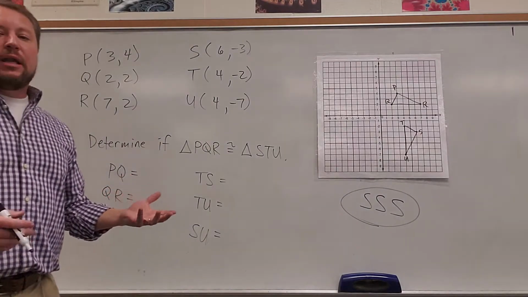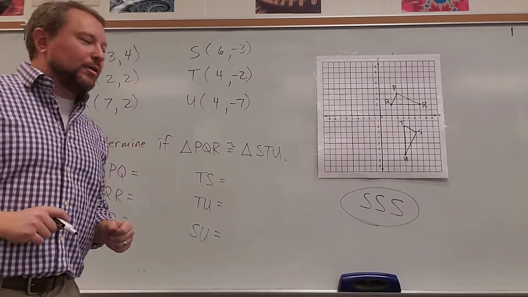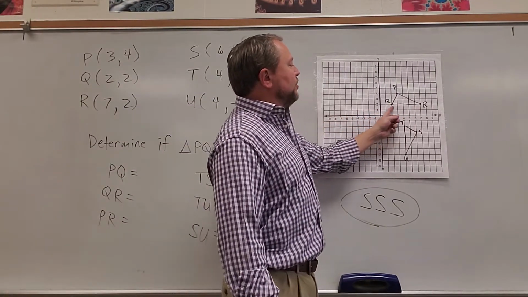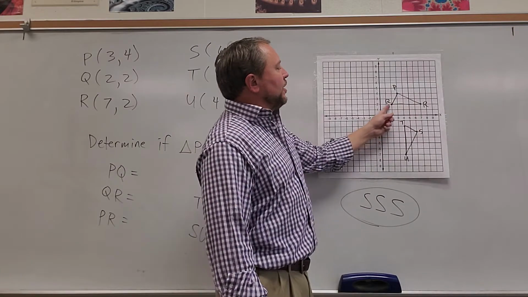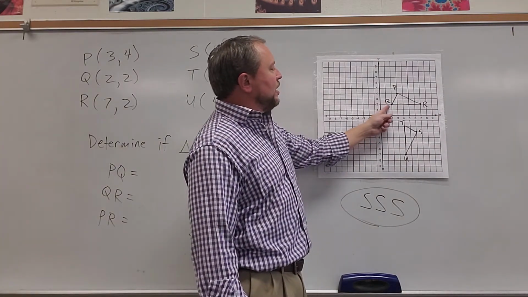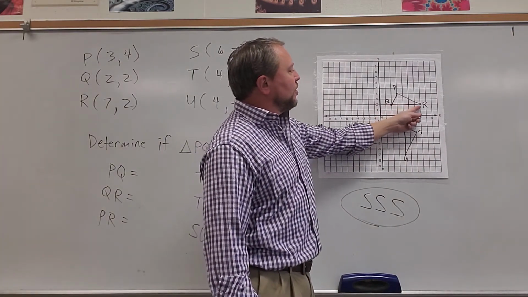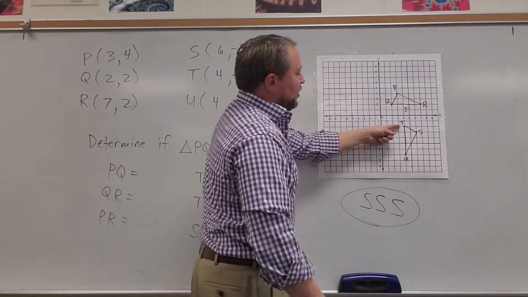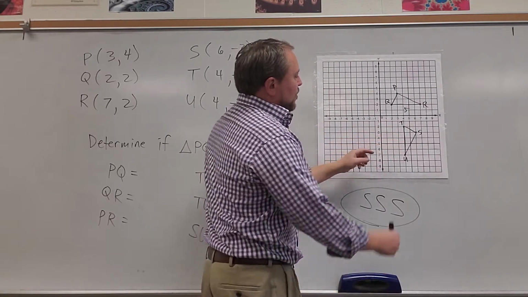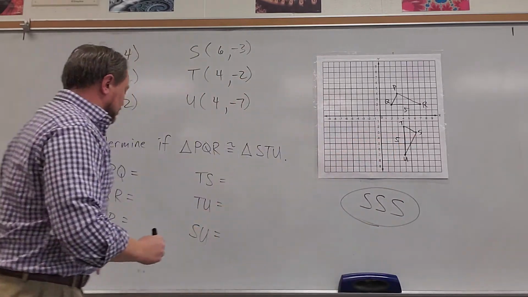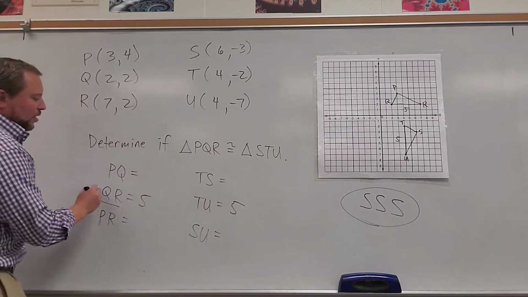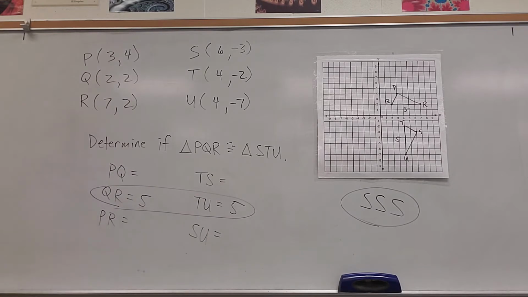Okay, I'm not going to bore you to death with putting in all the numbers here, but some of this, like QR, for example, you don't even need a calculator for. On the graph, it runs perfectly horizontal, and it's 1, 2, 3, 4, 5 units long. So that one's 5 units, and what do you know? 1, 2, 3, 4, 5 units long for TU. So both of these so far are a match. And we want to go through and do the same with these other ones.